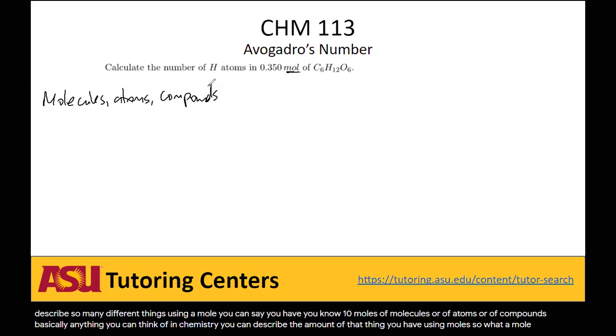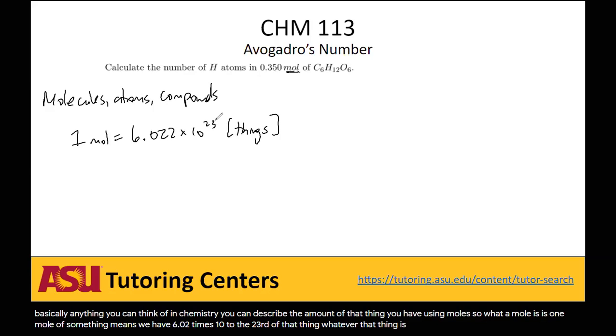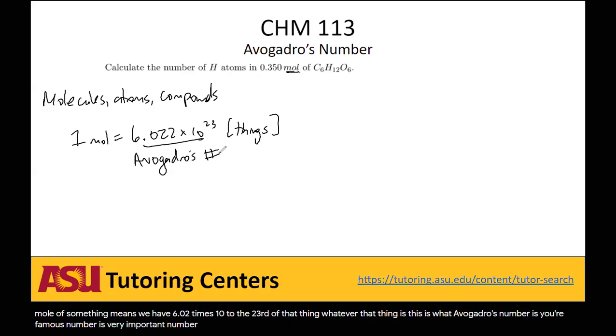So 1 mole of something means we have 6.022 times 10 to the 23rd of that thing, whatever that thing is. This is what Avogadro's number is. It's a very famous number. It's a very important number. Make sure you know it.